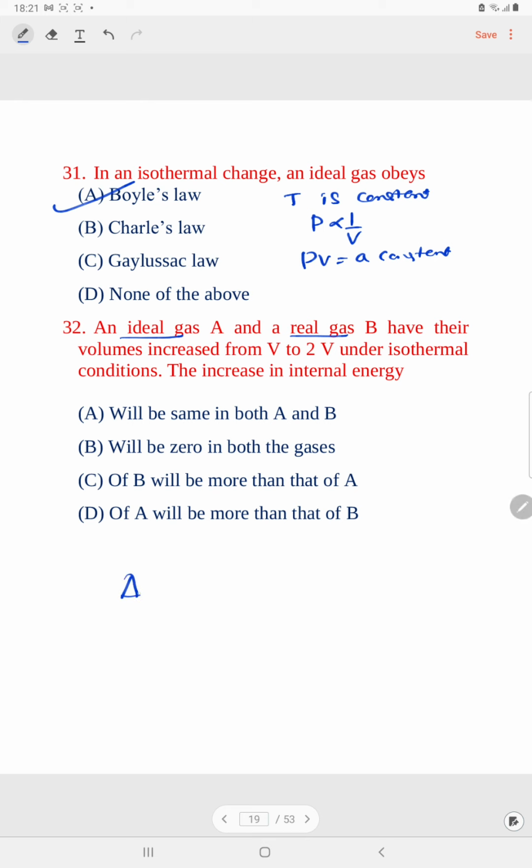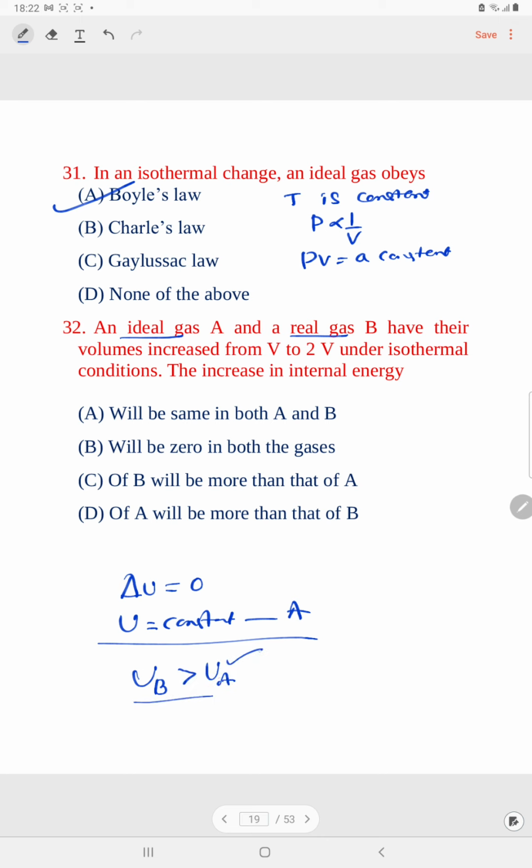That's why delta U is equal to 0, which means U is constant for gas A, which is ideal. But for a real gas, it is not like that, because in a real gas there is an intermolecular force of attraction between the molecules. Due to this force of attraction, there will be work done, and that work done will increase the internal energy of the real gas. That shows that for B, the internal energy will be more compared to A.